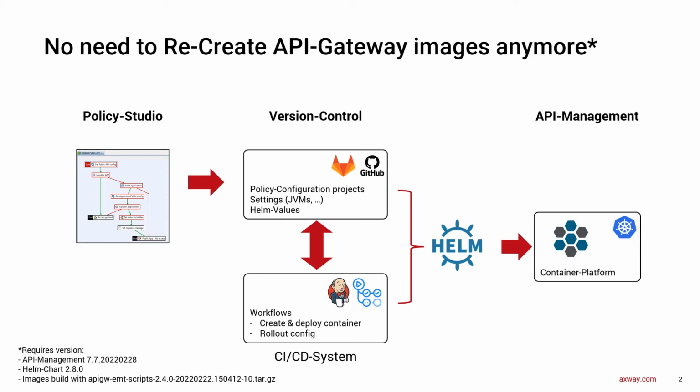And the API management platform itself is running on a Kubernetes-based platform, in this case on AWS EKS, and it's managed by Helm. And for all these changes, or let's say at least for create and deploy the container, it will use Helm as well. The rollout config works in a different way, but I will explain that. In order to make use of that, you need at least an API management version from 2022, the February release, and you have to make sure that you build your images with the provided EMT scripts from that version, or of course a newer version.